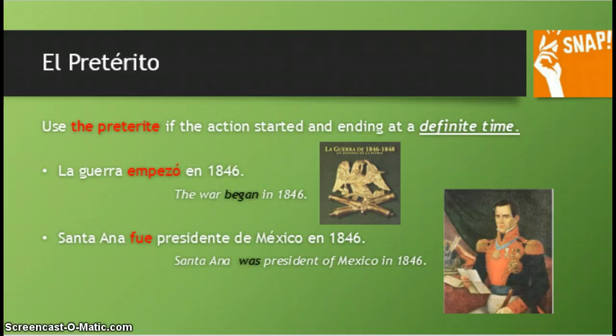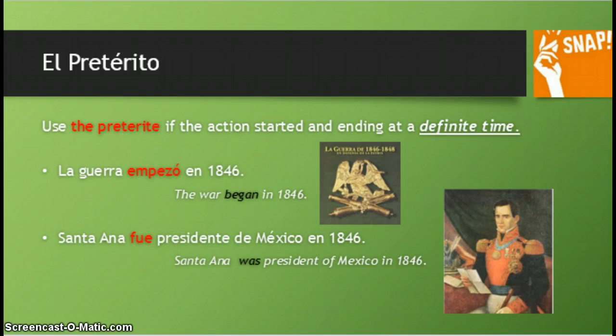Por ejemplo, la guerra empezó en 1846. Santa Anna fue presidente de México en 1846. Both of these I'm using a year. I'm using a specific time. Doesn't necessarily need to be a year.